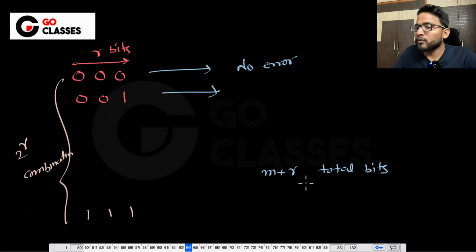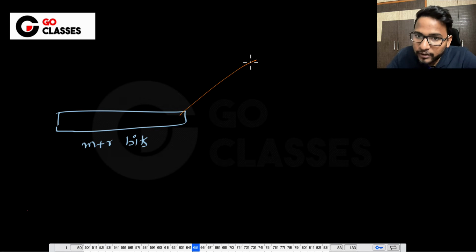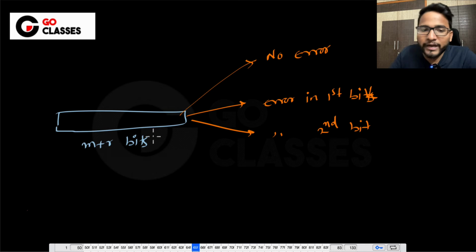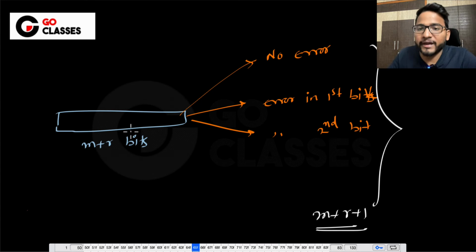And if the error could be of 1 bit, then how many possible corrupted code words are possible? See, if this has, let's suppose, m plus r bits, then this can be converted to the same, which means there is no error, or the error is in the first bit, error in the second bit, something like this. So basically you can have m plus r plus 1 combinations. So this particular code word can be converted to any of these, if there is up to 1 bit of error.